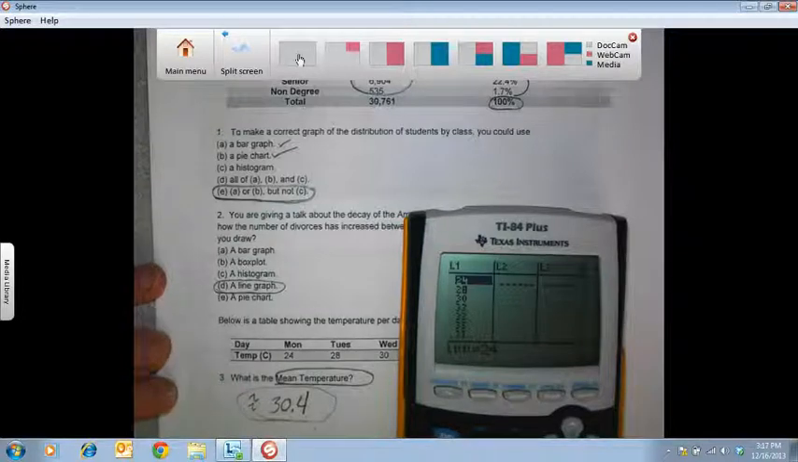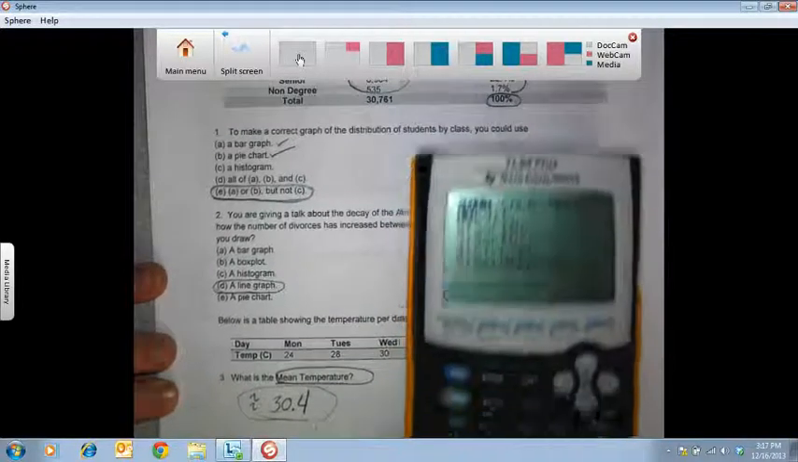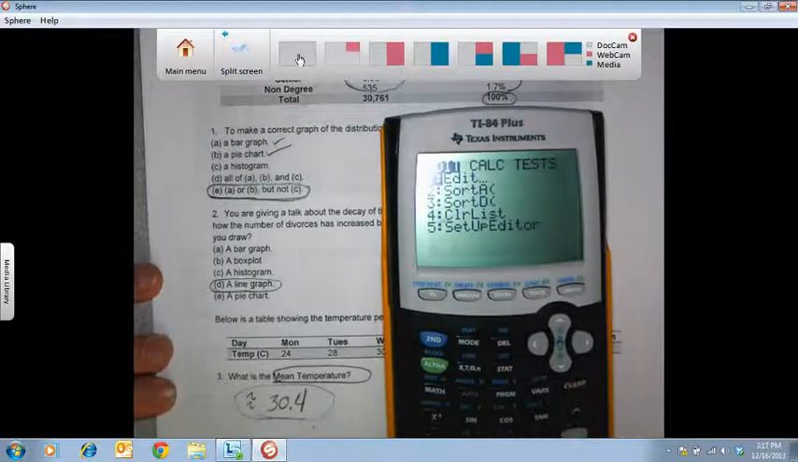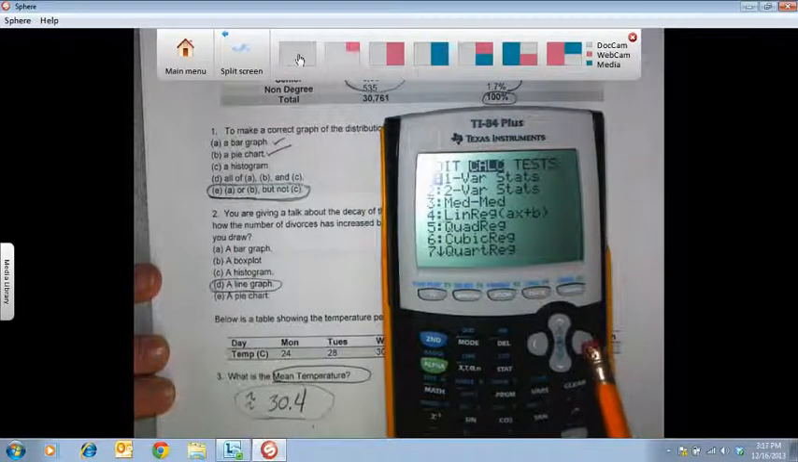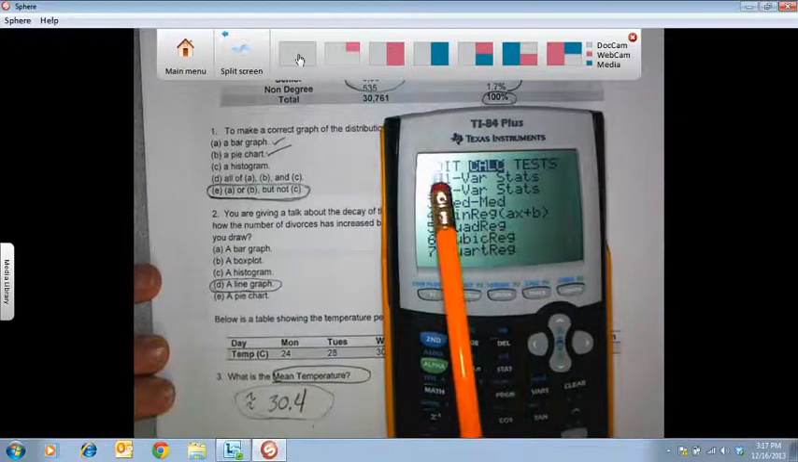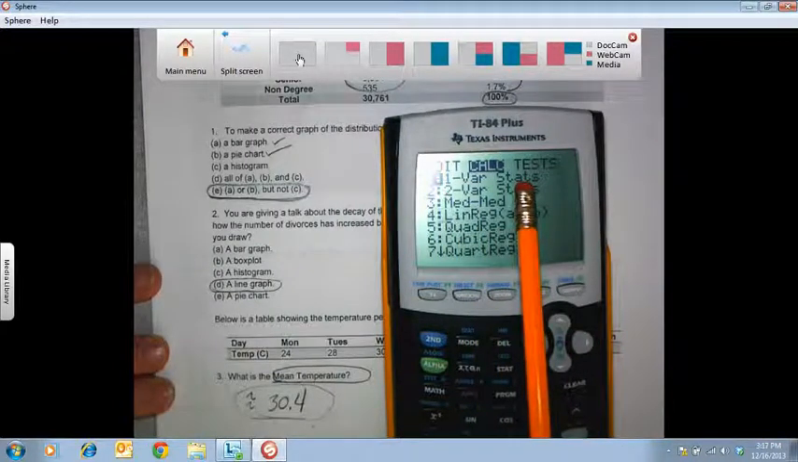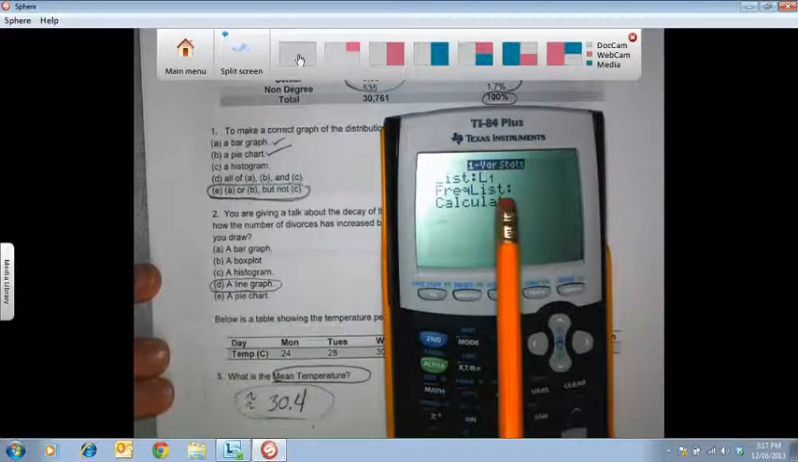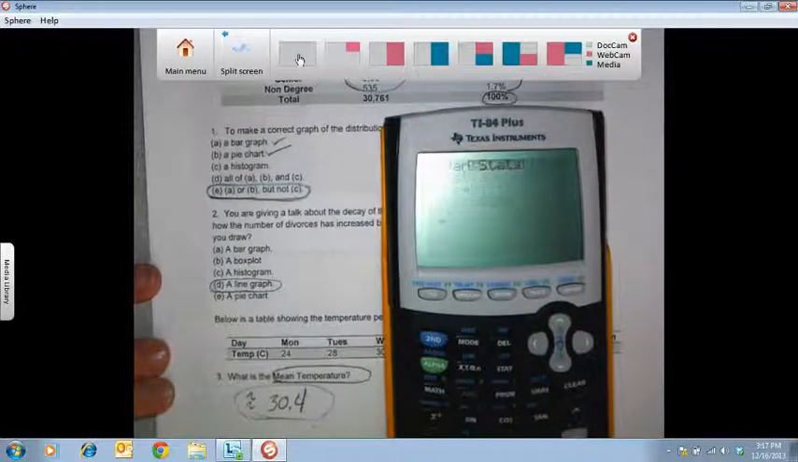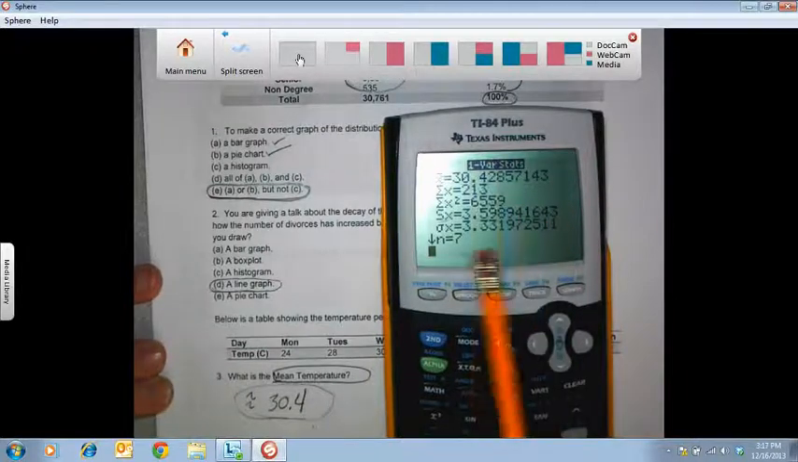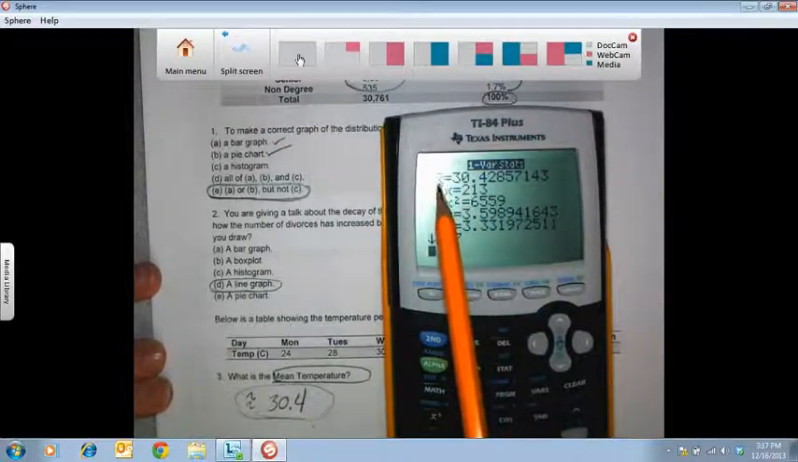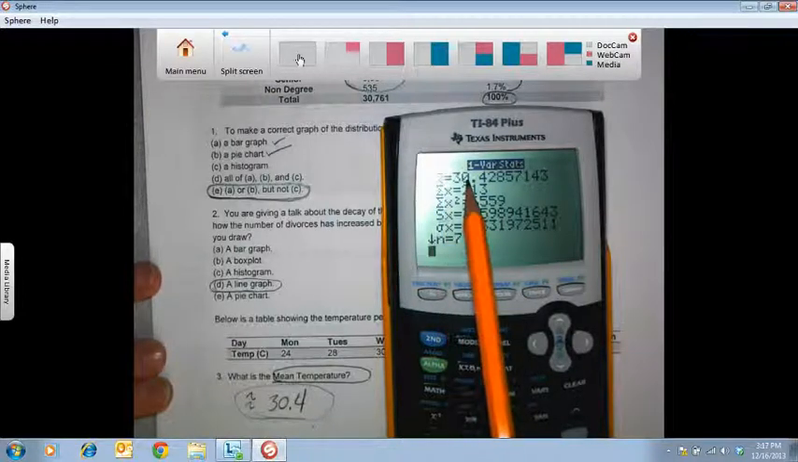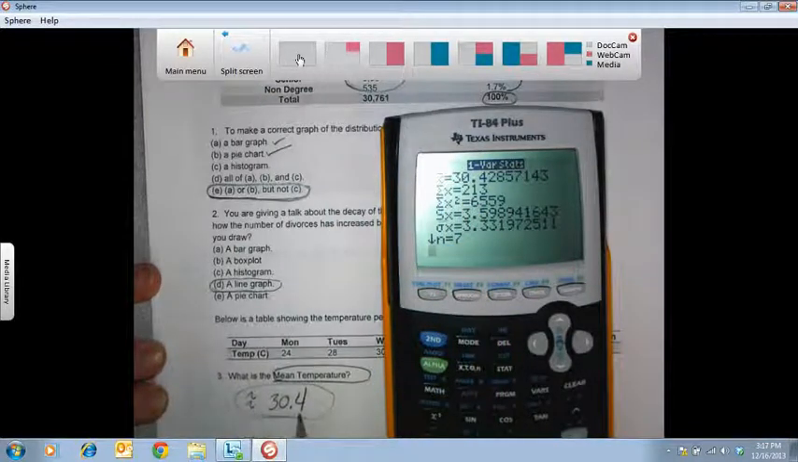Okay? After you have them in, you go stat. Sorry, the stat button is what I pushed. Then you're going to arrow over to calc. Okay? And it's going to be one variable stats right there because we only have one list of numbers. If we were doing 2 lists of numbers, you could do the 2 variable stats. So I'm going to hit enter, enter, make sure L1 is there, enter. It's going to bring up all of these numbers here. This x with the bar on top, that's the mean or the average. That's the one you're going to want to use. As you can see, I said approximately 34.4 is the mean temperature here.